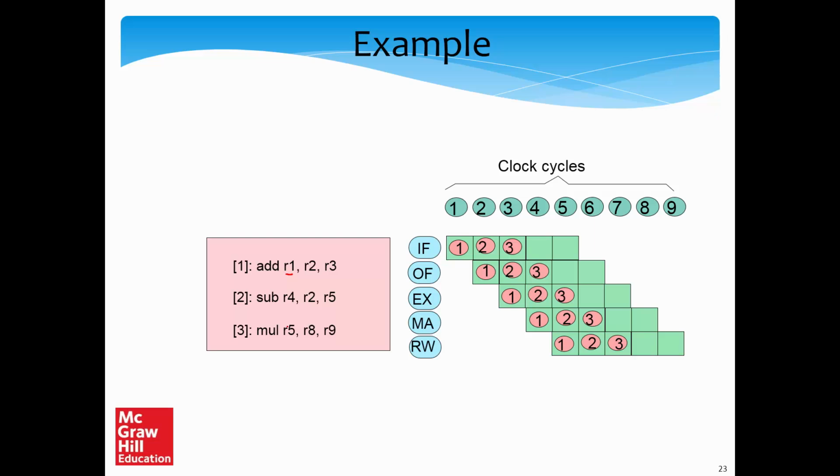But since our pipeline can read in one instruction every cycle, in the first cycle one instruction will get into the pipeline. In the second cycle, one more instruction. Third cycle, one more instruction. The crucial thing is that in each cell, only one instruction can be there. You cannot have two instructions in one cell. That would be tantamount to saying that in the same stage there are two instructions, which is not possible.